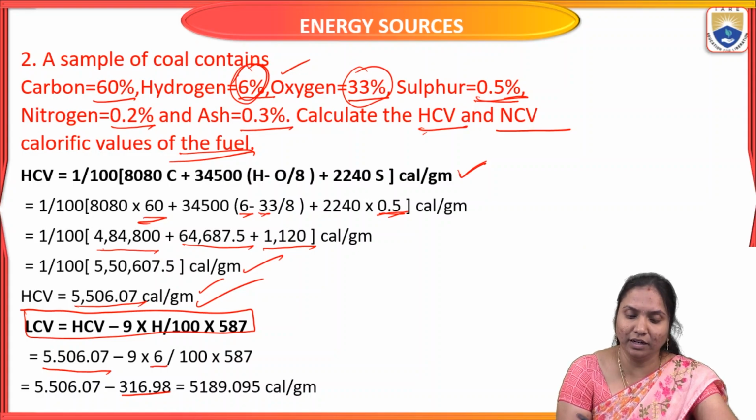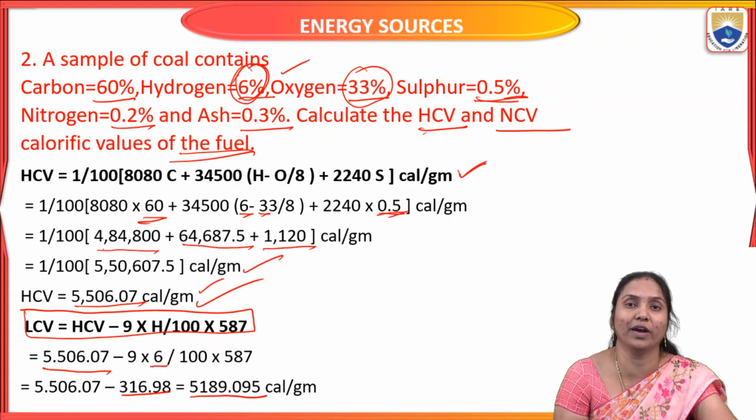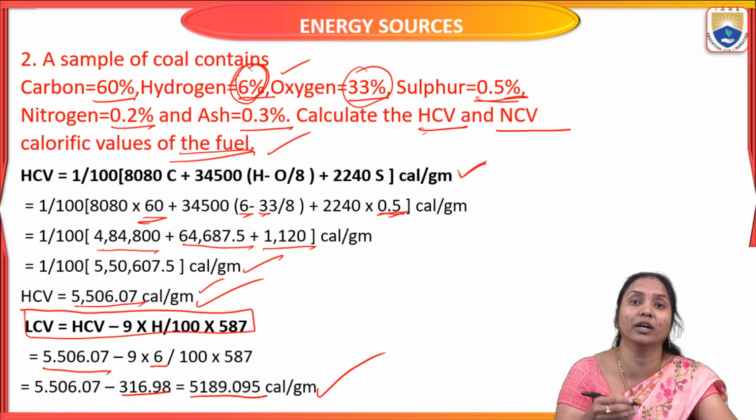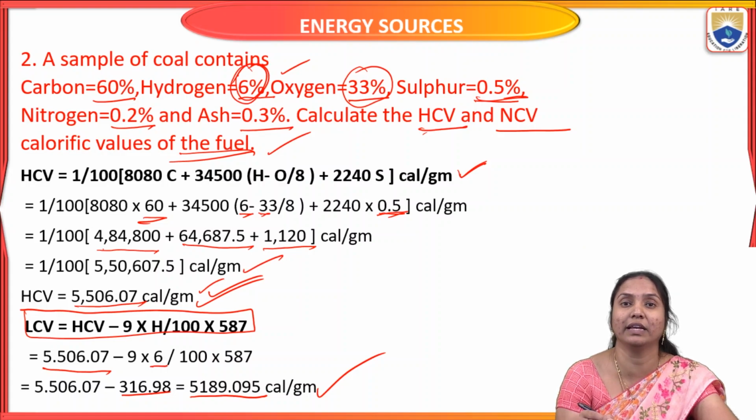316.98. So finally, you'll get the low calorific value as 189.095 calorie per gram. So in this problem, we calculate the high calorific value and low calorific value by using Dulong's formulas. Here the high calorific value is 5,506.07 calorie per gram and the low calorific value is 5,118.095 calorie per gram. So in this way, you can calculate the high calorific value and low calorific value of a fuel.